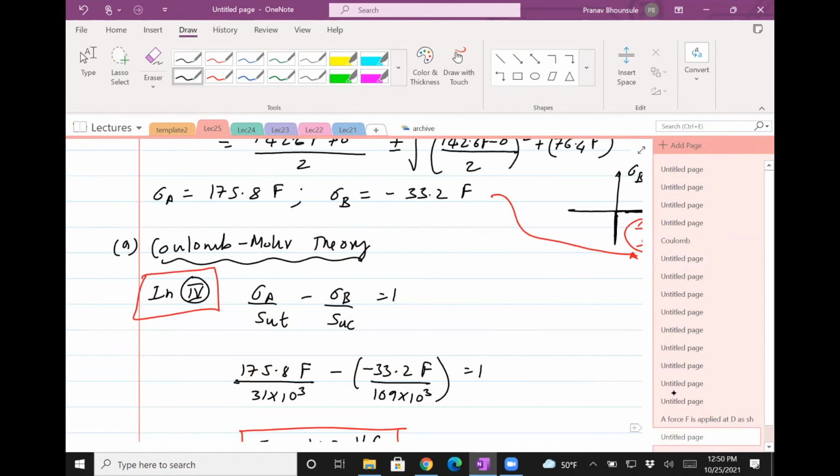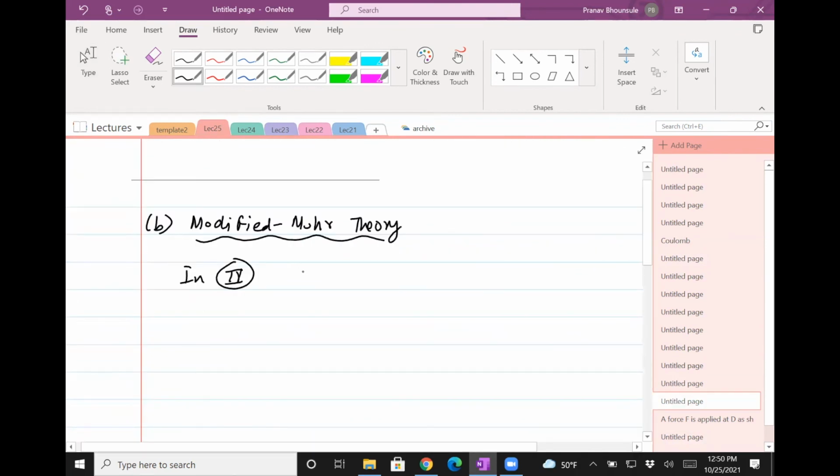So let's find sigma B divided by sigma A. It comes out to be 175.8 F divided by minus 33.2 F. And I need to take the absolute value. And you can see that's greater than 1. My bad. Sigma B is the smaller of the two, right? So it's minus 33.2 F divided by 175.8 F. So it is less than 1.